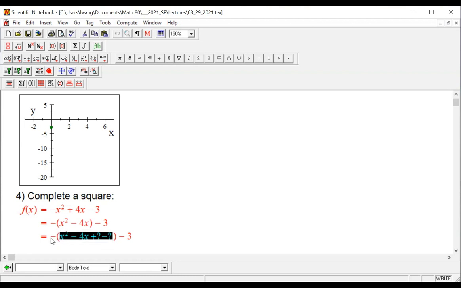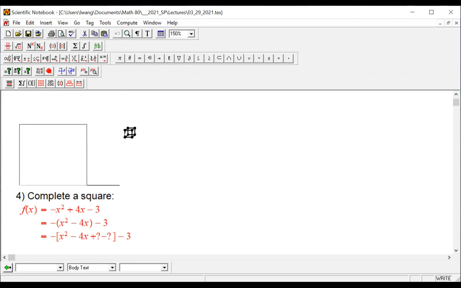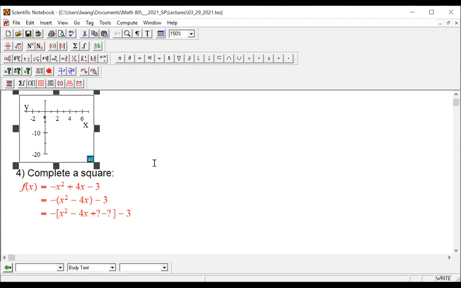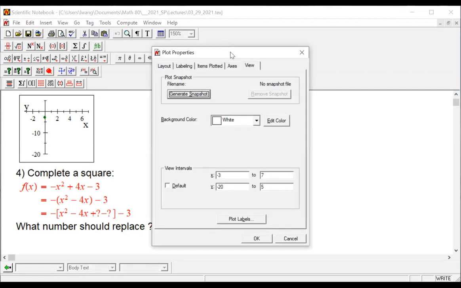So how about I put a bracket? Could you suggest to me what number we shall add and what number we shall subtract? What should that number be to make a perfect square? You can look at the perfect square tables. This is not a test, right? What number should replace the question mark?